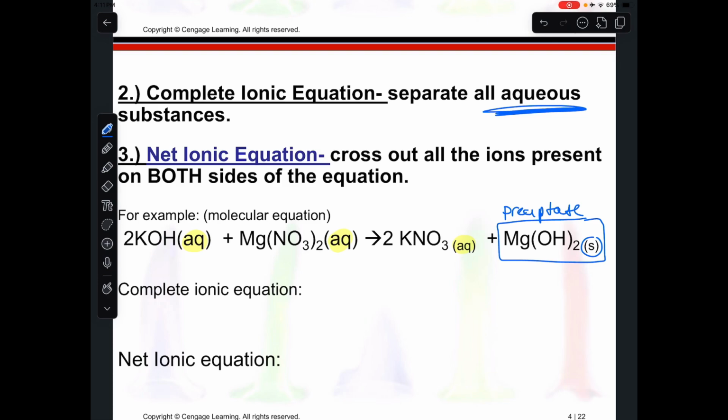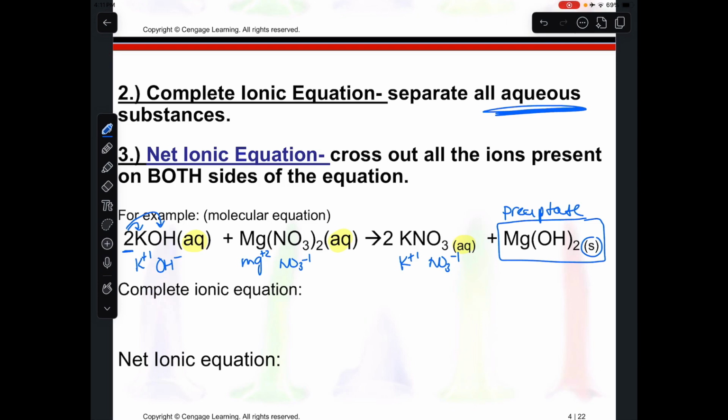So let's go ahead and write this. Now, another thing you need to keep in mind is this coefficient. Coefficients go to both things, the metal and the non-metal. So when we separate K and OH, I'm going to do this up here before I write it down below. And then the Mg is a +2, and we know NO3 is a -1. And then we know that K is a +1 and NO3 is a -1. Now I'm just breaking this part up here to show you how to do the complete ionic.